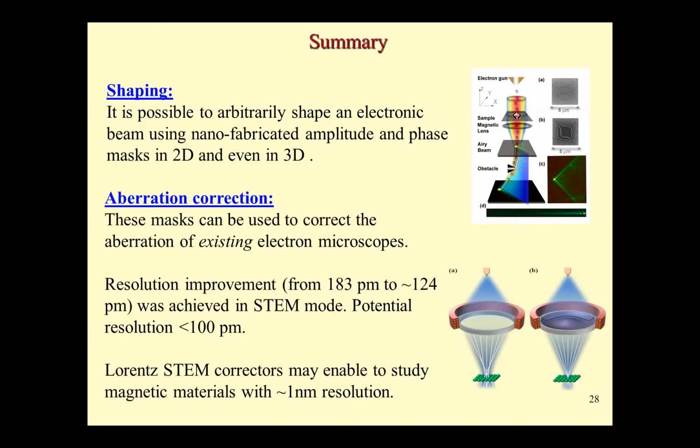We already showed resolution improvement in one specific microscope. We think that the potential is to reach below 1 angstrom. And finally, I also talked about another option that can be used with these technologies, to do correction of the condenser lens for Lorentz STEM microscopy, which may enable studying magnetic materials with a resolution of about 1 nanometer.